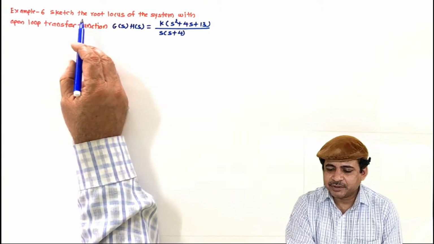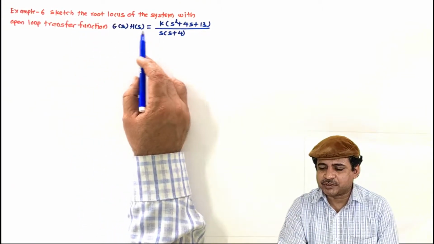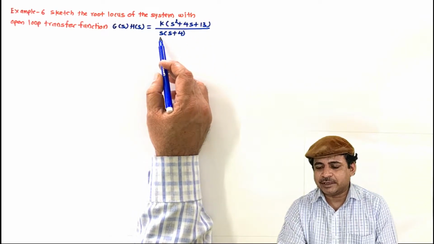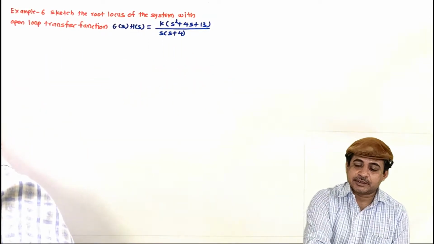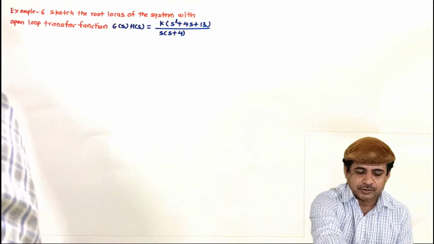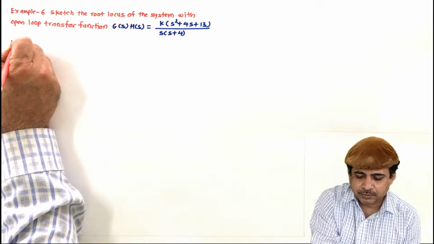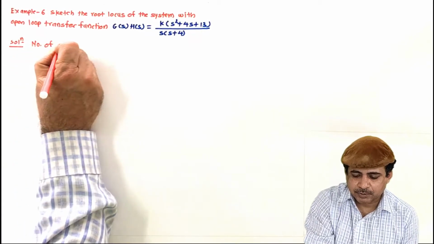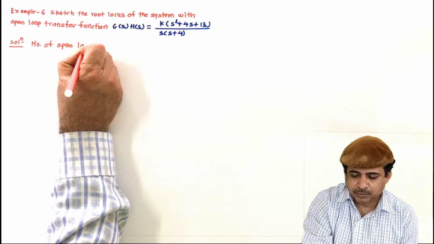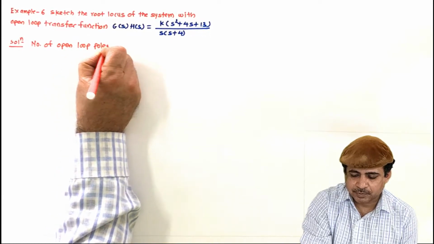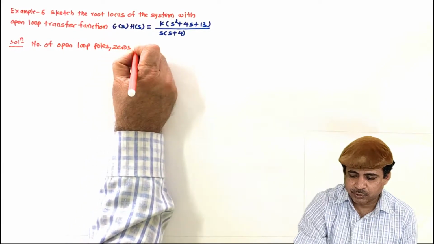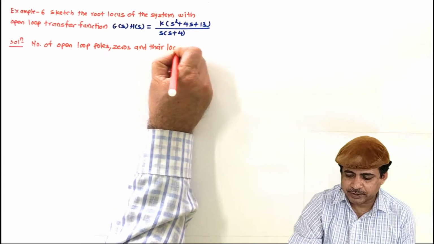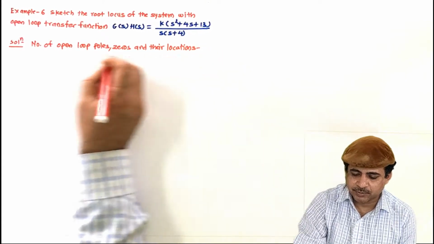Consider a system having open loop transfer function K into s square plus 4s plus 13, and there are two poles as well, at s equal to 0 and s equal to minus 4. So, first, the number of open loop poles and zeros and their locations. This is step number 1.